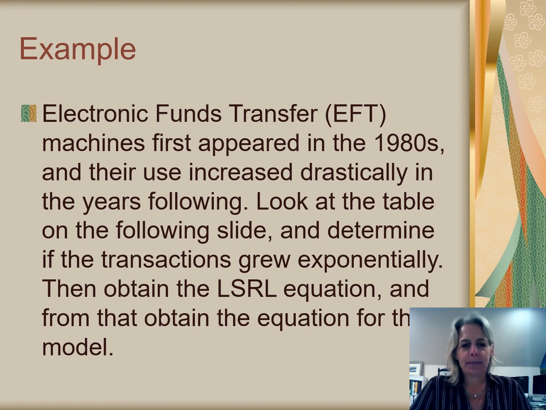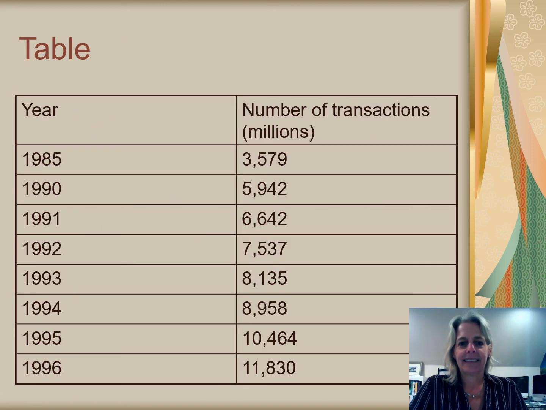So let's walk through a typical problem that's going to be an exponential model. In your notes, you have this same problem, and you can follow along with it. We'll go through all the steps. EFT machines, electronic fund transfer machines, first appeared in the 1980s, and then we give you this table of data with years and the number of transactions. I wanted to show you this problem for a couple of reasons. One, it's very common to have time on your x-axis in years, and then values on your y-axis.